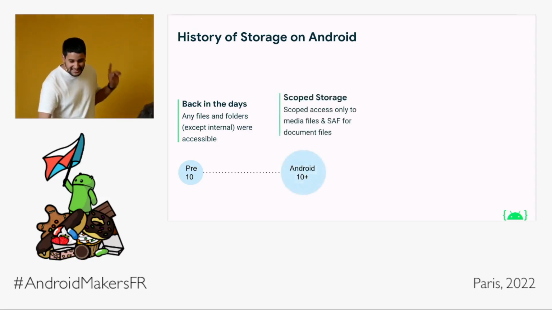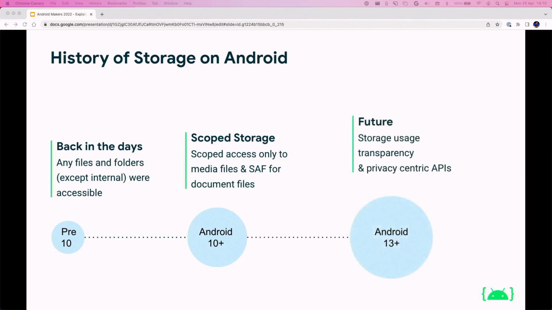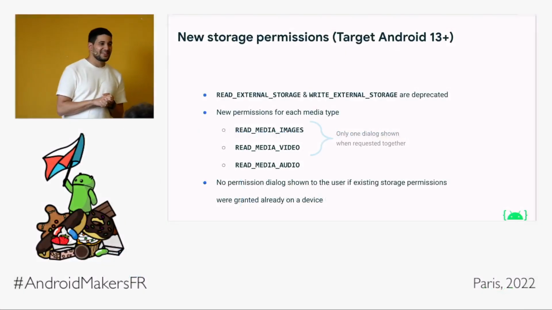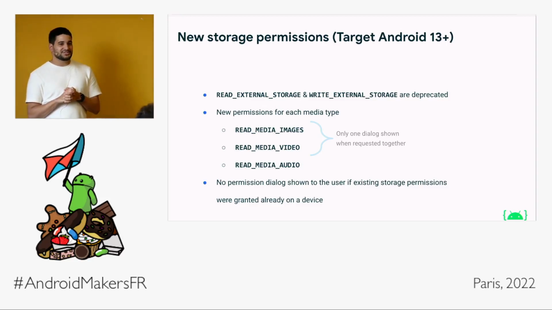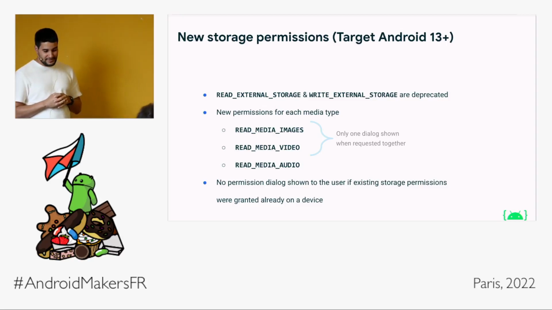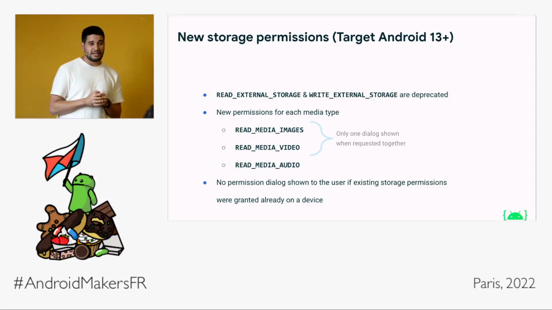All right, so we did Android 10 and 11 with scoped storage, and now what we're bringing with Android 13, we're bringing more transparency regarding storage usage and some privacy-centric APIs. What it means, some fun with permissions again. So I know you had a hard time with read external storage, so we just thought, why not just kill it directly? So now, instead of using read external storage, which, I mean, you can still request it, it's not going to work, and you're not going to have access to anything when you do it.